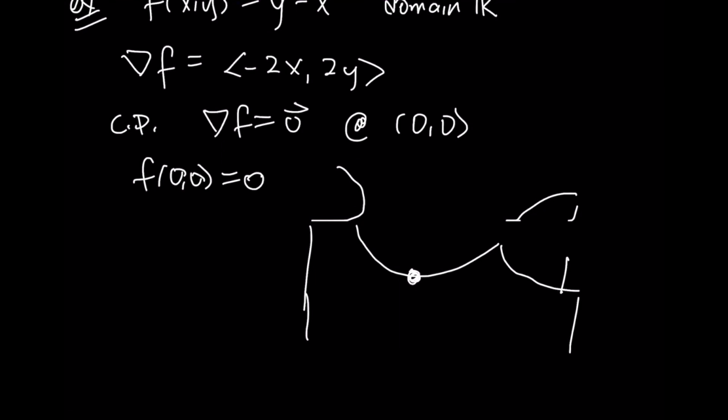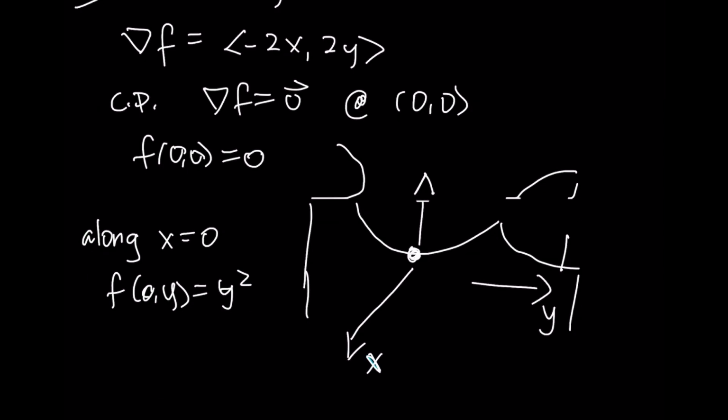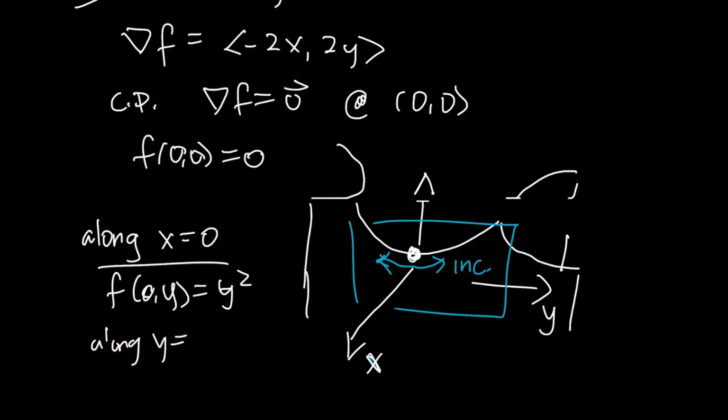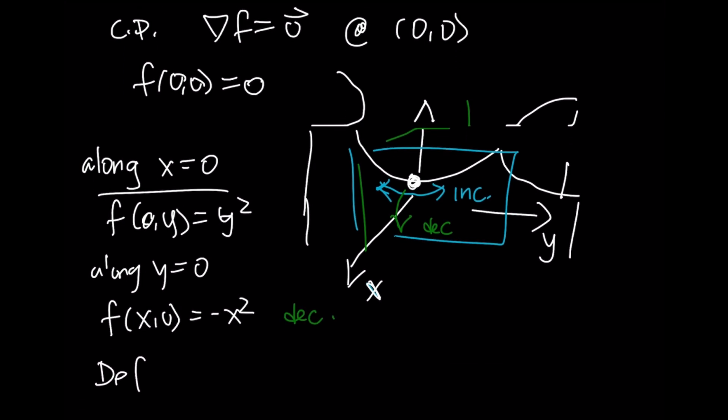If we were to sit here at the point 0, 0, along x equals 0, my function here would be 0 and y squared. So along the line x equals 0, if I were to draw a plane here and move in the y direction, all I would be doing would be increasing. However, if I were to go along y equals 0, the value of my function would then be negative x squared. Now, if I were to cut this with a different plane, what I would find is that the function would be decreasing. This point here is neither increasing in every direction nor decreasing.